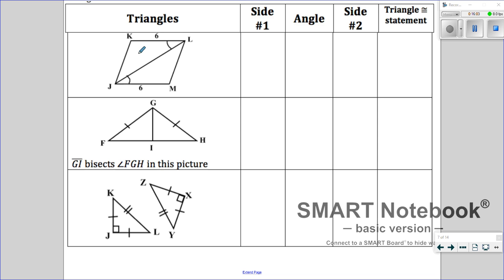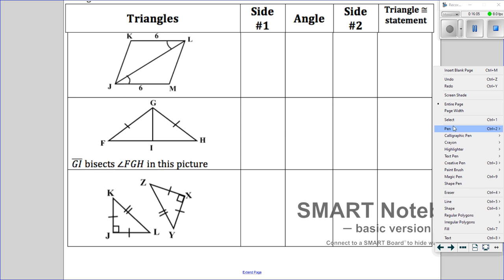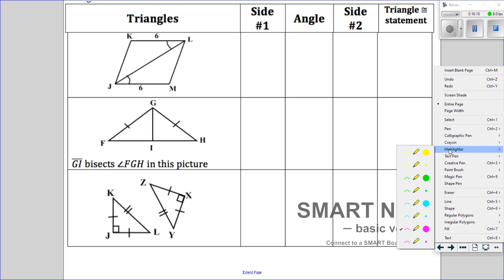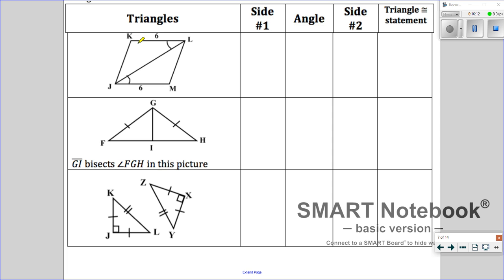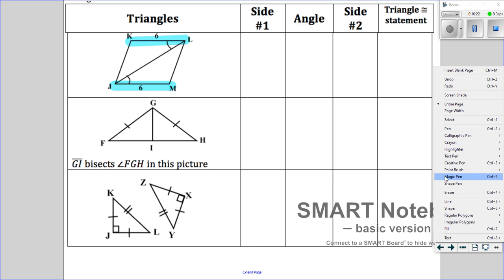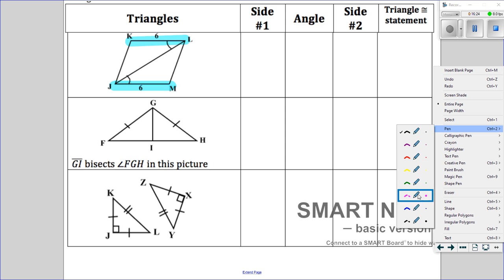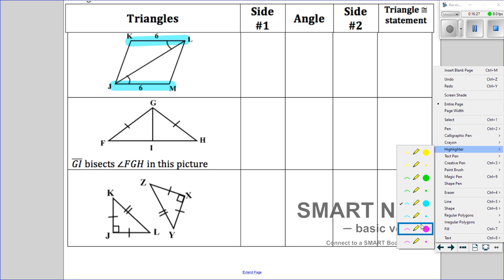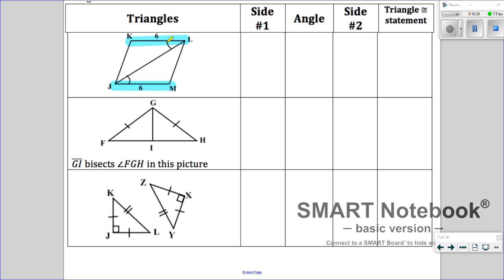I'm going to choose the top one. So the first thing I'm going to do is mark up anything that I think would be congruent. So we have KL and MJ, which are congruent because they're both 6. And now I have the angle marking. Put that in purple. So I got angle KLJ and then angle MJL because of the marking, so they're congruent.